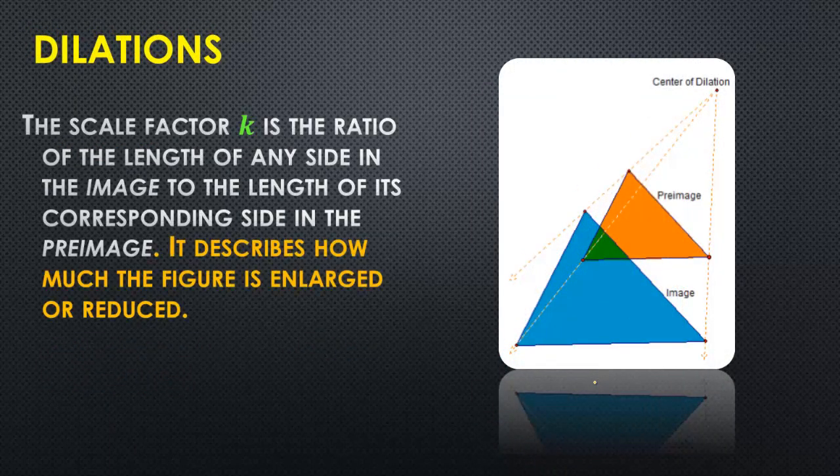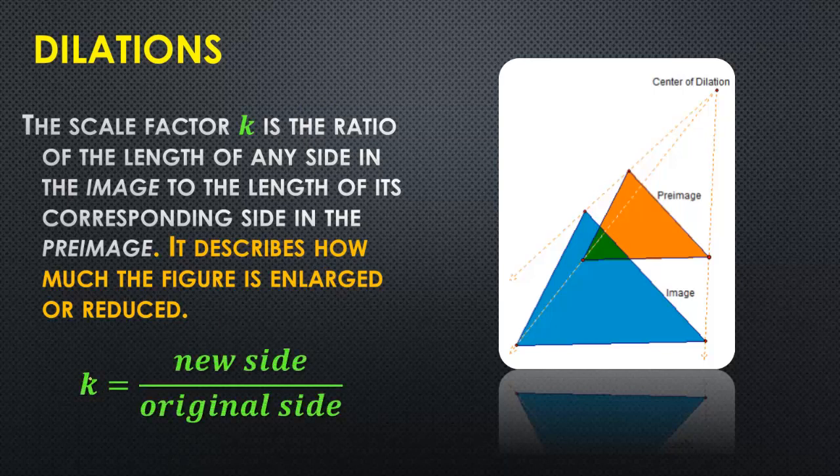All right, so the scale factor, which we're going to say is K, is the ratio of the length of any side in the image to the length of its corresponding side in the pre-image. It describes how much the figure is enlarged or reduced. Now, we're not going to worry too much about sides because we're not going to be using the distance formula to determine that. We're not using compasses or anything to draw them. But K is the scale factor, and that's the new side over the original side, or in the case of the center of dilation being the point of origin, it would be the new point over the original point.